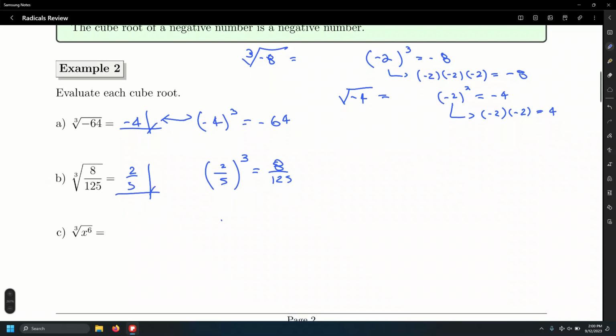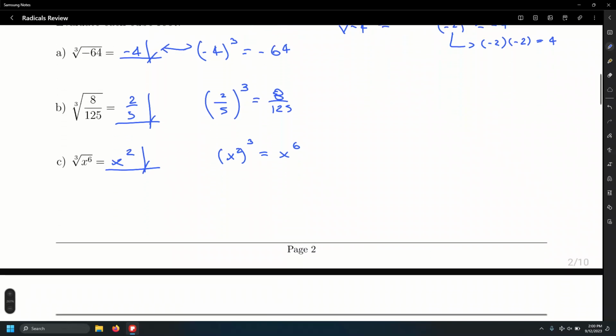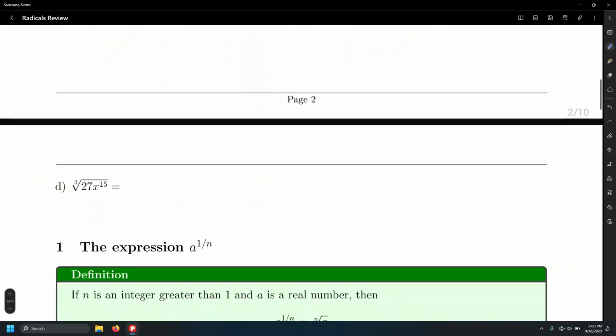Okay, what quantity to the third power equals x to the 6th this time? X squared. Okay, so later we will see a way quicker rule to compute this value. You'll see when we change this radical notation into rational exponent notation. All right. Let's see. What about the next one?